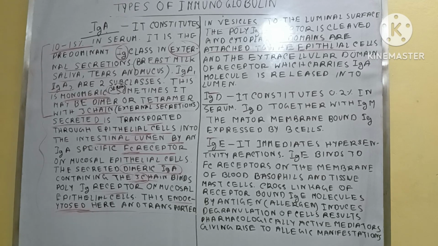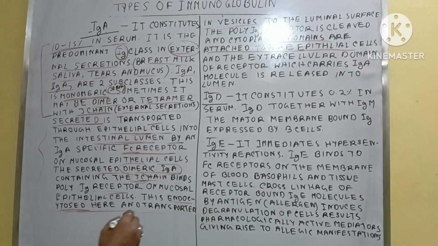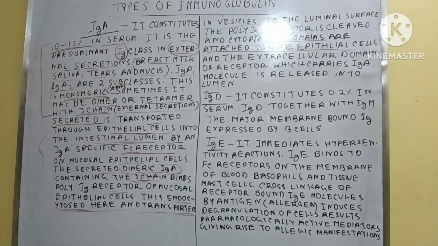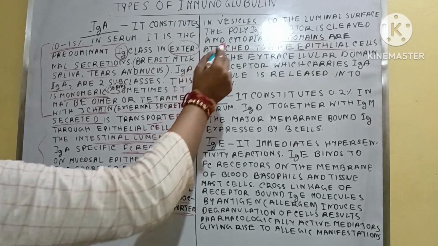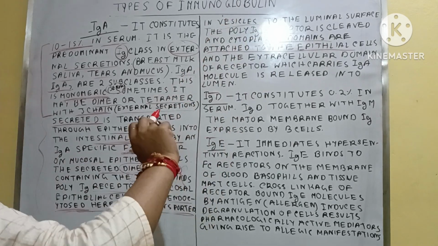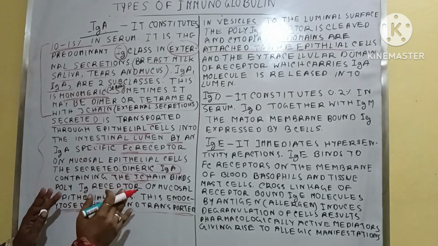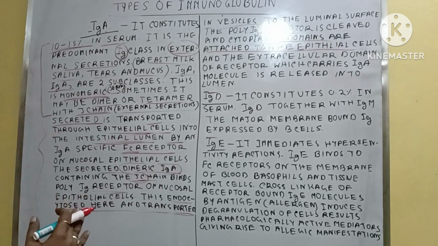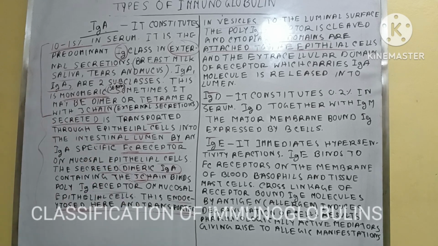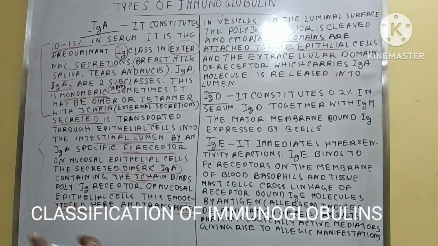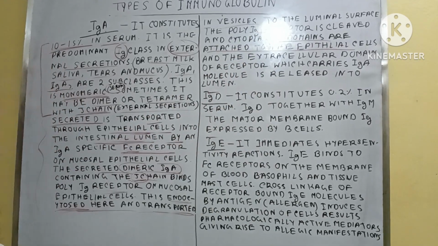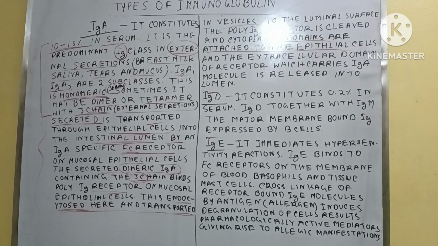And what is happening there? Endocytosis is seen. After that, these are transported in vesicles to the luminal surface, where the poly-Ig receptor, the receptor that carries the IgA molecules from one place to another, is cleaved after the function is complete. Okay, so what remains there?